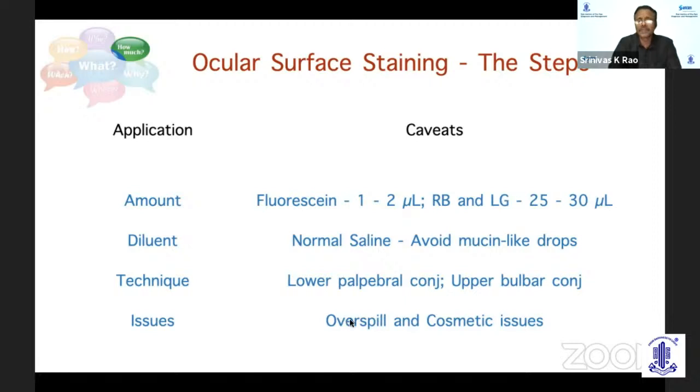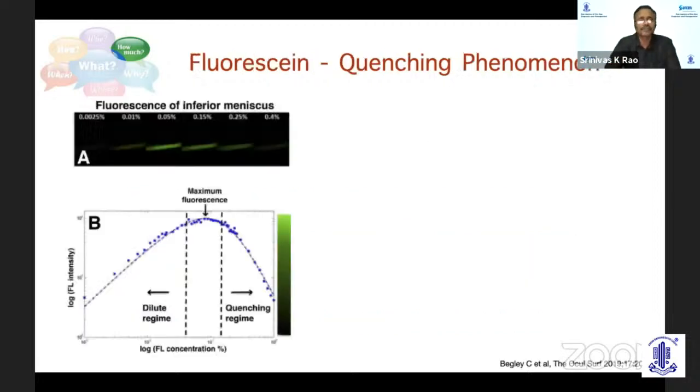A minor but important issue is that all of these dyes can stain the periocular tissues, and therefore you want to be careful, otherwise the patient may not be happy.